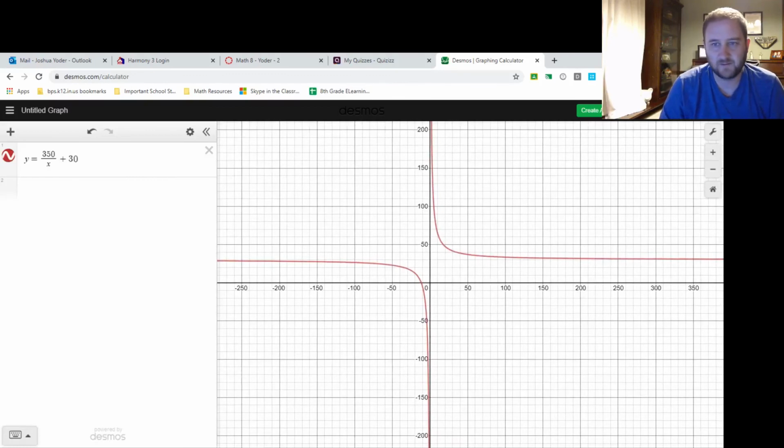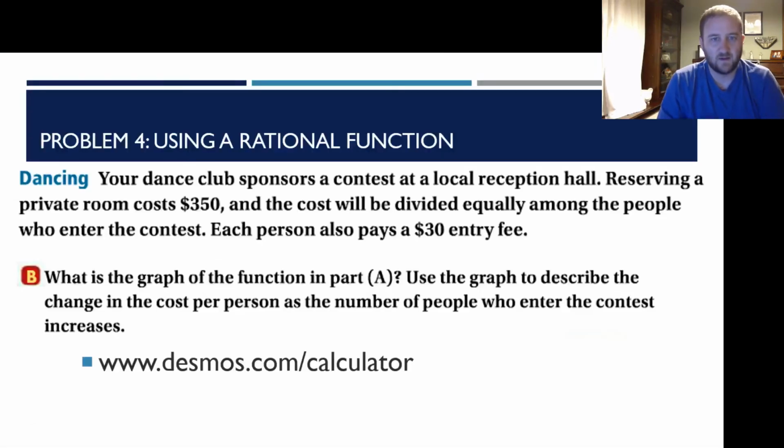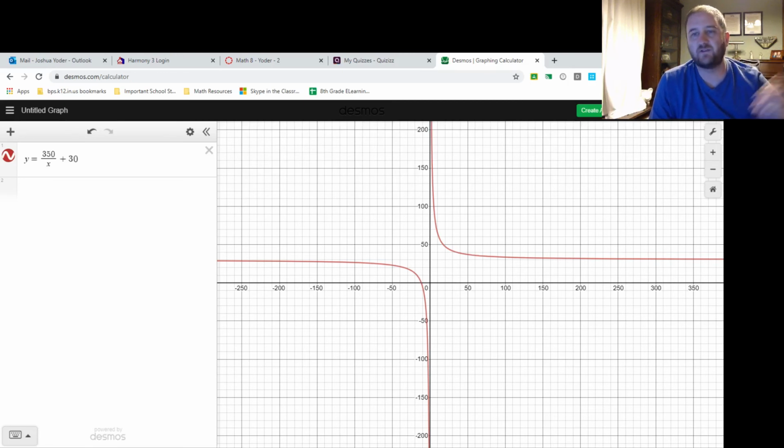So it says, use the graph to describe the change in the cost per person as the number of people who enter the contest increases. If we go back over here, you can see from this graph that as the number of people who enter the contest increases, right, as we get more and more people here, the cost per person decreases, right? Y represents the cost per person. As more and more people enter the contest, this cost gets lower and lower and lower.